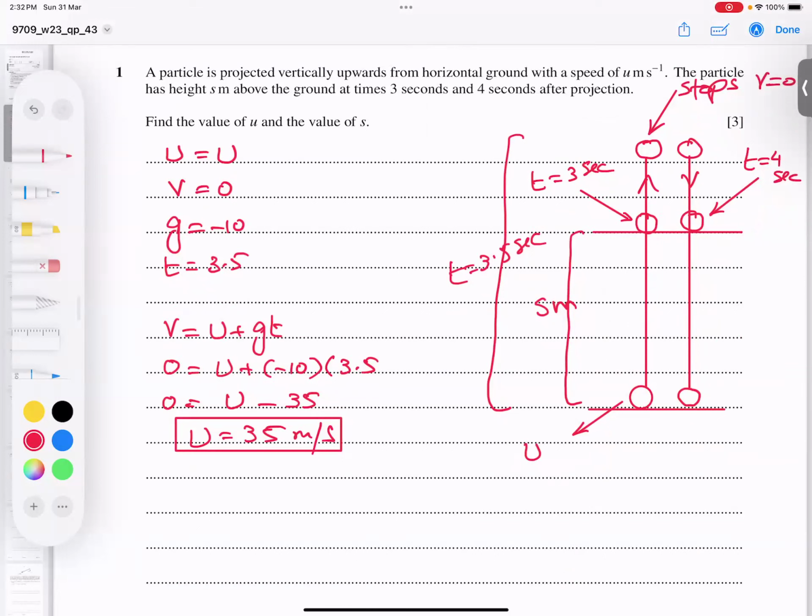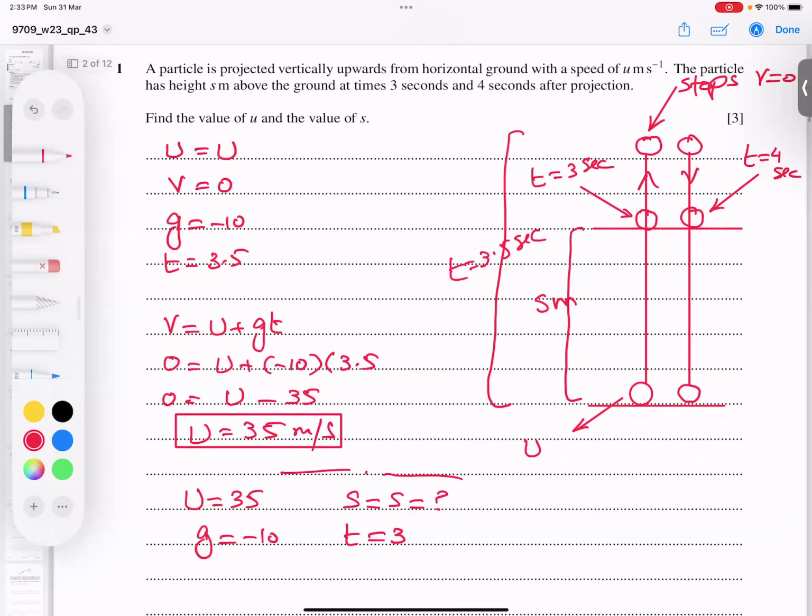Now, because our concern is to find the distance s meters, I will use the second data. Starting velocity is now 35, we know it very well. We don't talk about the top, we talk about this distance here. So s is unknown, going upward gravity is naturally -10, and the time reached at this point is 3 seconds.